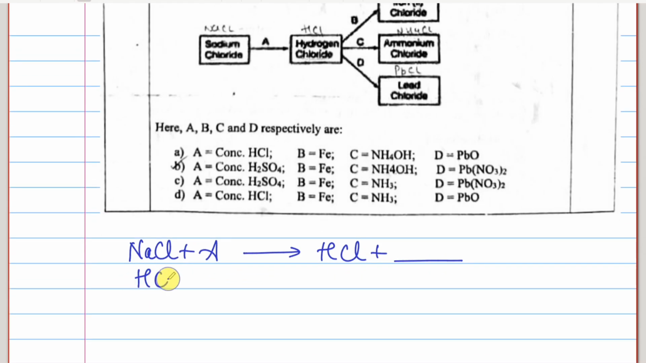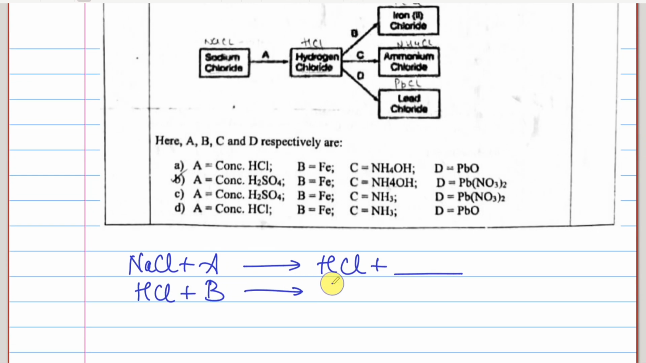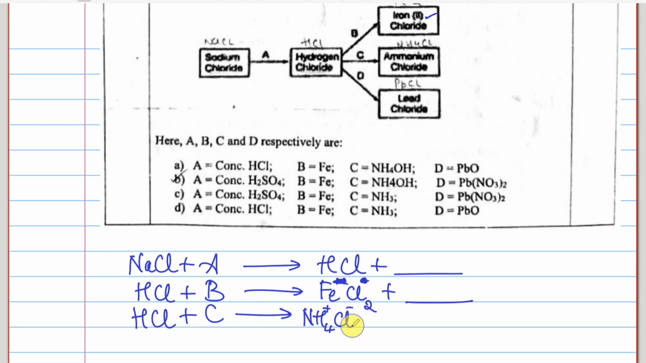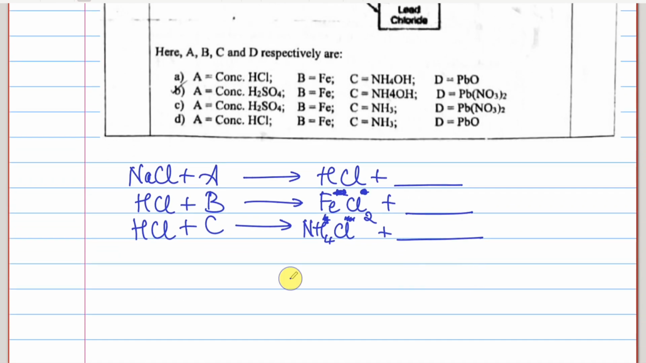Next, HCl in turn is reacting with some substance B to form iron chloride. Iron, they have given it to be iron 2 chloride. So Fe has the charge of +2. So Fe +2 and chloride Cl -1. So it will be FeCl2 plus something else might be formed. Next, the same hydrogen chloride is reacting with C to form ammonium chloride. NH4 ammonium ion, NH4 positive charge, chloride negative charge. So it will get cancelled out. So NH4Cl plus something else must be formed.